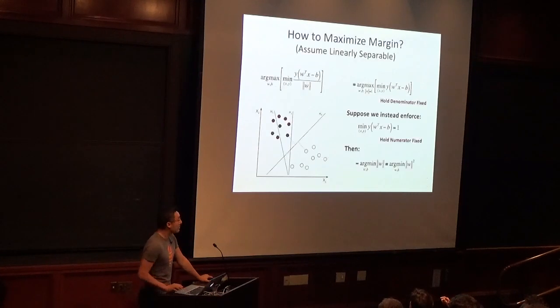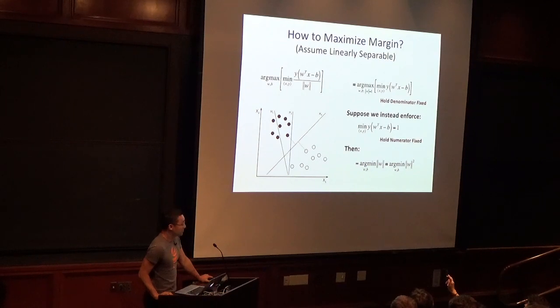Could you go back one slide real quick? So you're saying that it's the argmax over W and B of the minimization of the y times the XW plus B? Yeah, we're trying to. So let's say that we.